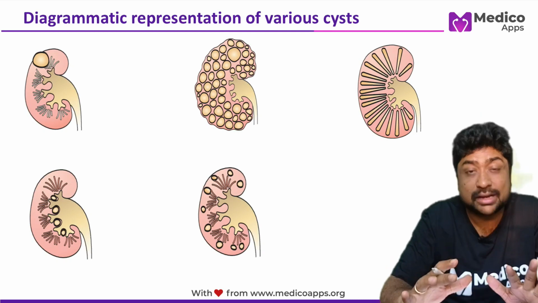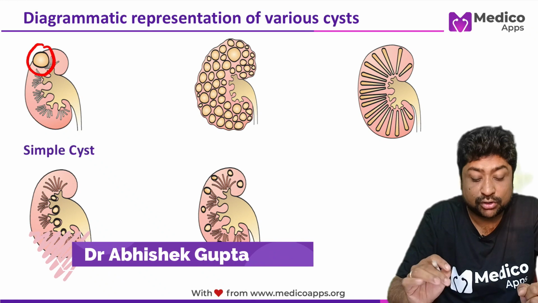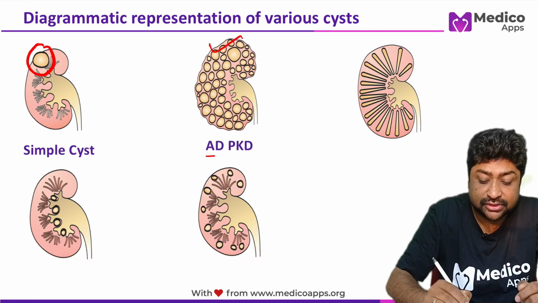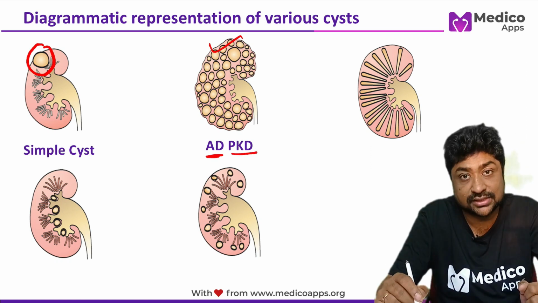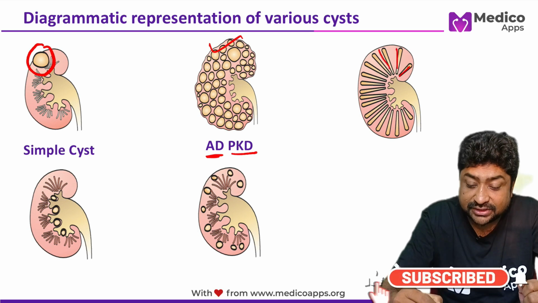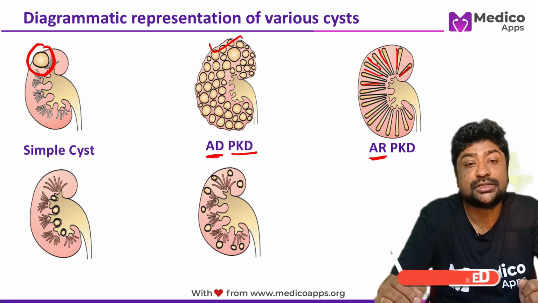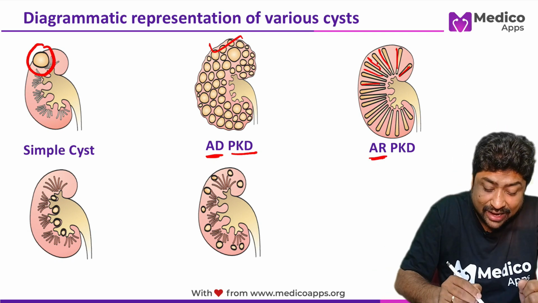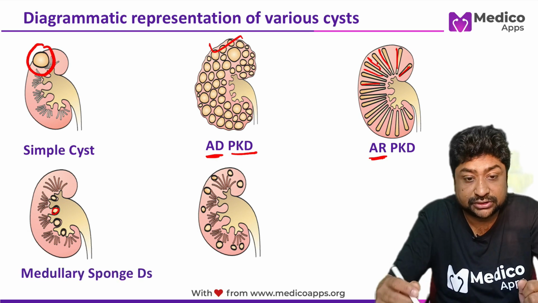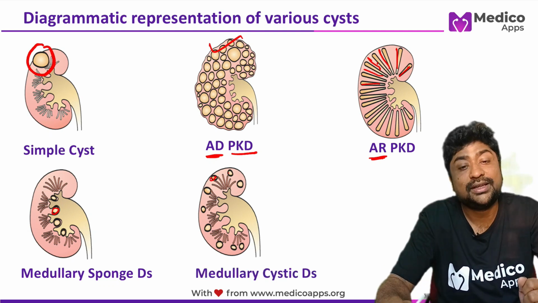Let's look at a diagrammatic representation so that it gets into your brain. A single isolated cyst is called a simple cyst. A kidney which is studded with cysts, we have seen, is autosomal dominant polycystic kidney disease, also called adult polycystic kidney disease. If you have radial striations like this, you see it in autosomal recessive polycystic kidney disease. If you have it at the corticomedullary junction, then you call it medullary sponge disease, and if you have it in the medulla, you will have medullary cystic disease.